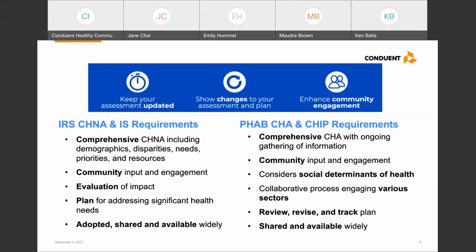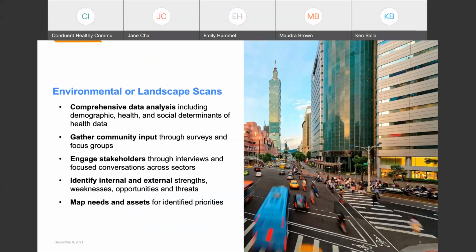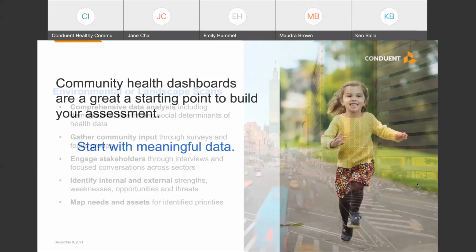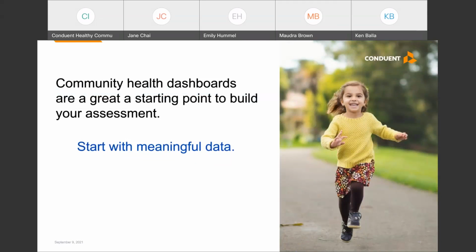We also want to acknowledge that many of you may be representing a community foundation or a collaborative. So you might be conducting an environmental scan or landscape scan, which have many of the same elements of a CHNA or CHA, including demographic, health, and social determinants of health data, community input and stakeholder engagement, and identifying internal and external strengths and opportunities, as well as community assets. Environmental scans allow you to systematically survey and interpret relevant existing data to identify external opportunities and threats that could influence your future decision making. Again, a community health dashboard can be a great starting point for your assessment and that environmental scan.